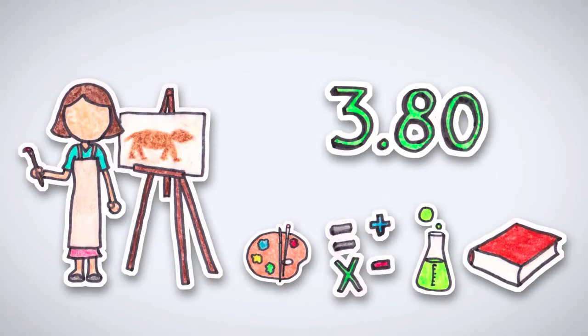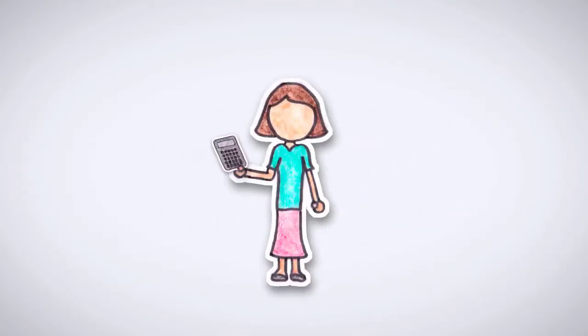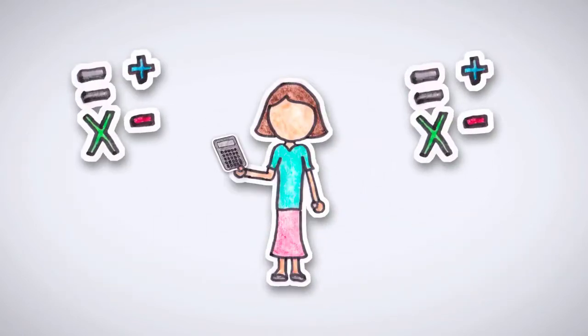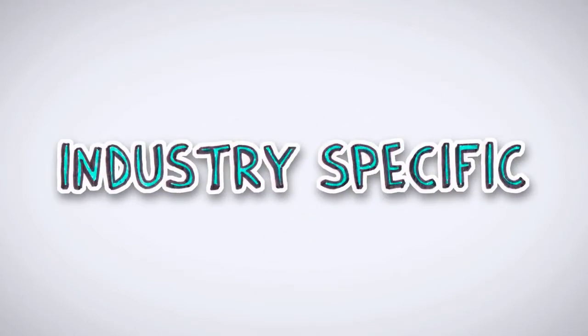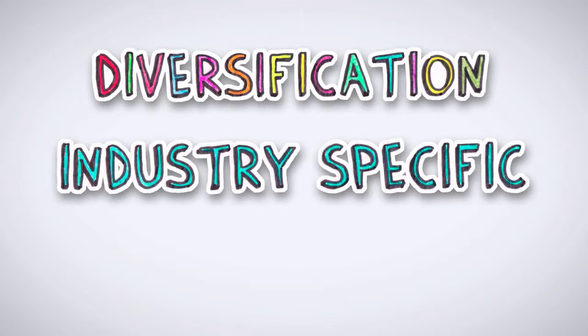If Susie knew for certain that she wanted to go into accounting, she would fill her course load with only accounting classes. This is a lot like industry-specific investing. Diversification and industry investing are just two of many portfolio strategies.